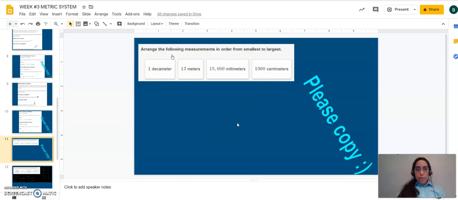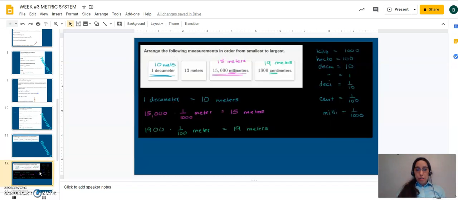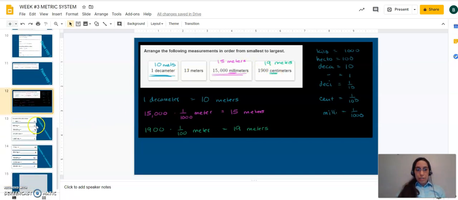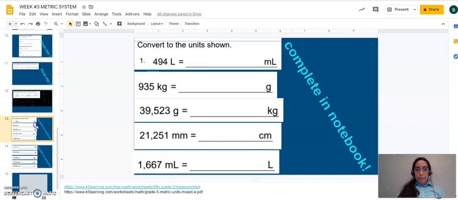It says arrange the following measurements in order from smallest to largest. We don't all have the same units. We have decameter, meter, millimeter, and centimeter. That means we need to convert all of them to the same unit in order to compare them. It's just like fractions. In order to compare fractions, we need to have the same denominator. So right here, it's going to show you how we solve for that, how we converted each one to be in meters. That way we can arrange it. Again, this comes from Khan Academy.